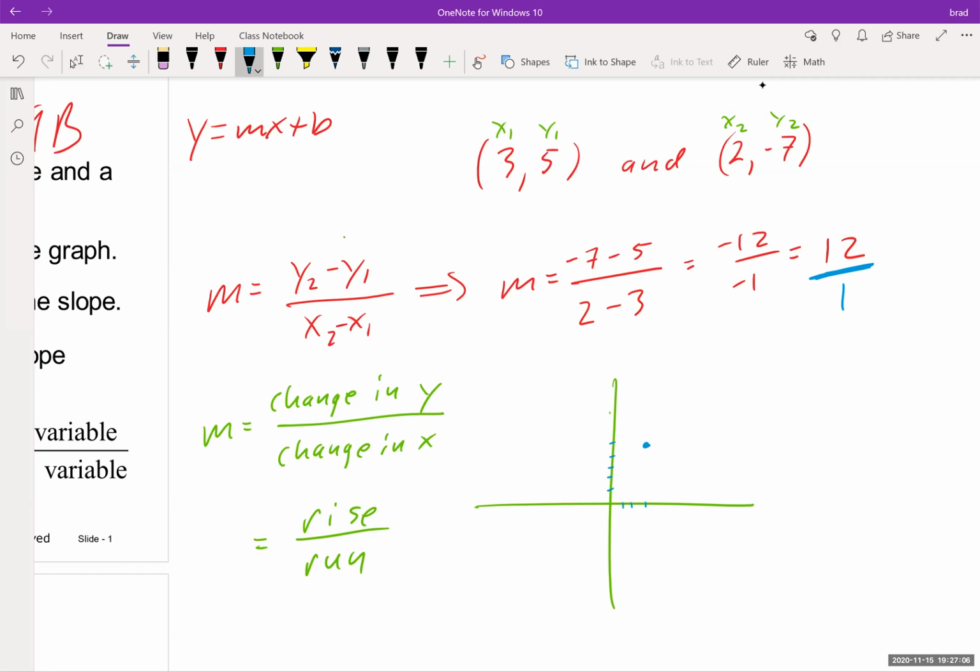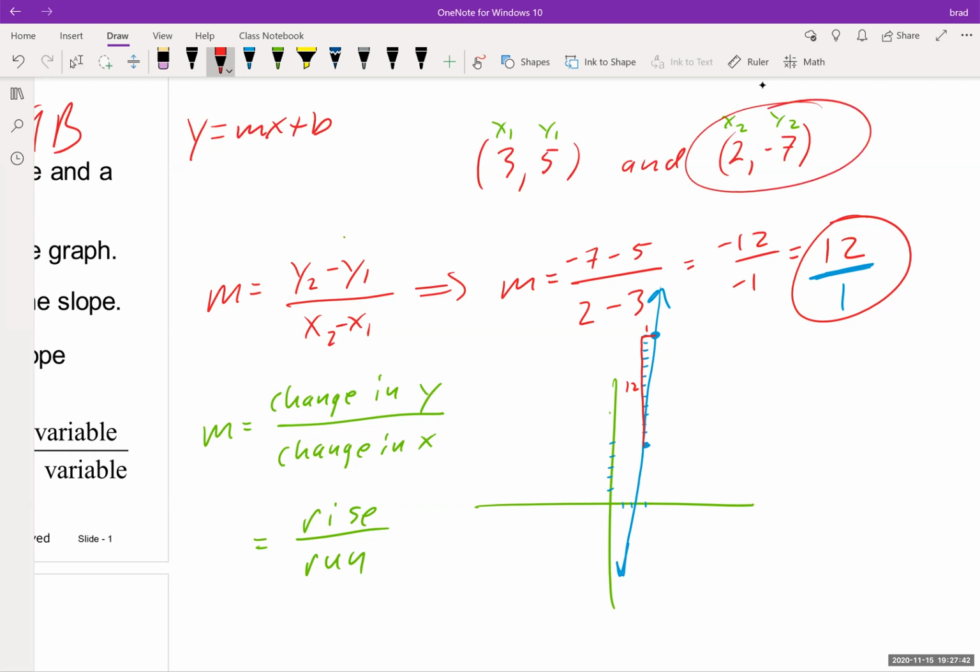So we're going to rise 12. I'm going to go up 1, 2, 3, 4, 5, 6, 7, 8, 9, 10, 11, 12, and we're going to run 1. Then we connect the dots, and that is how you draw a line. So here's this line. We went up 12 over 1. So this is 12, and that's over 1. That's what the slope tells us, and that's how we can use the slope to find any point on a line given one other point.